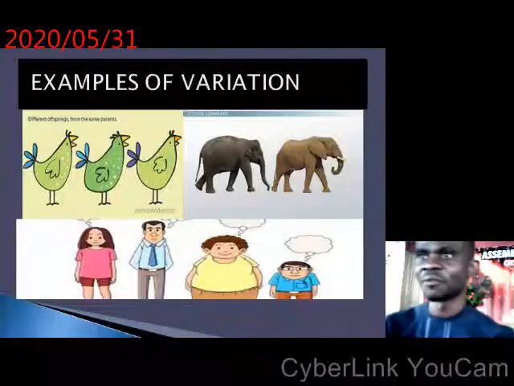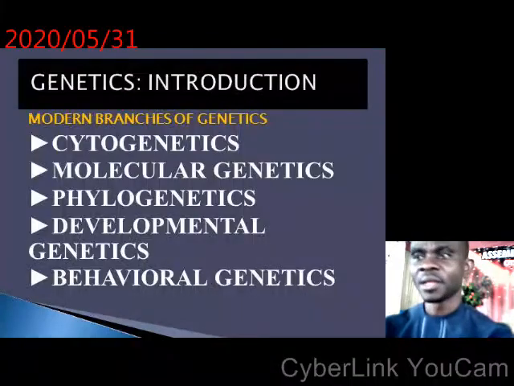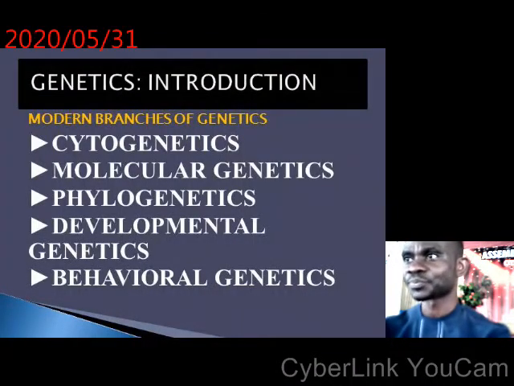Look at the examples of variation on the screen there. Look at the elephants. Look at people of the same family. You see the differences in height. Look at the differences in color, but of the same species. So this is what we call variation. Okay, let's move on to the next one.